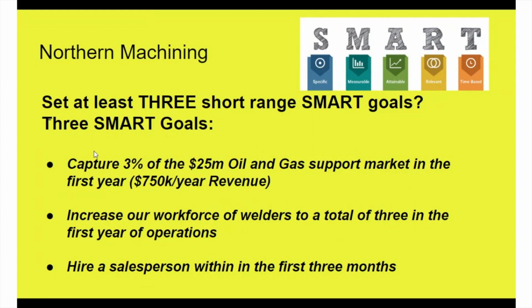And the final one is to hire a salesperson within the first 3 months. A salesperson is important because we've identified that customers are coming to us. We thought maybe it would be better if we could go out and help sell our product. It is achievable, easy to hire a salesperson, and relevant. We feel that we can increase our sales, and it is time-bound within 3 months. So those are what are considered SMART goals.